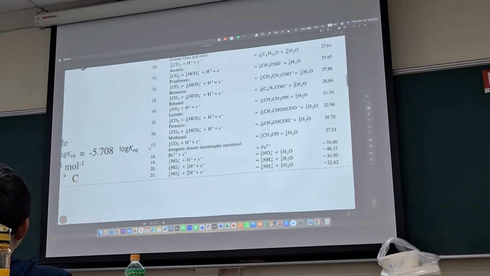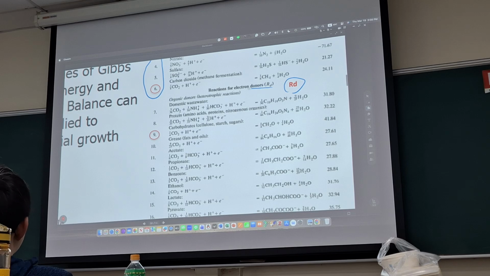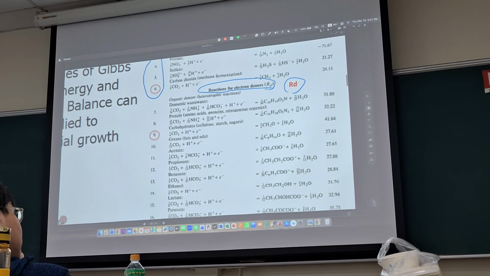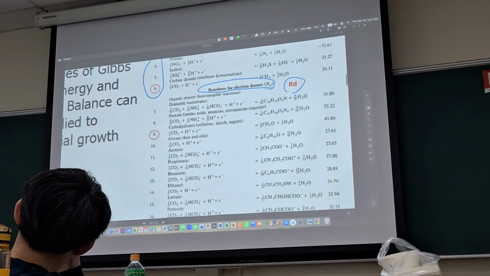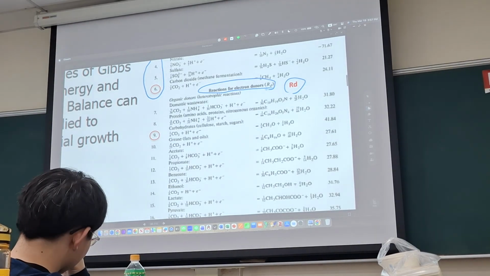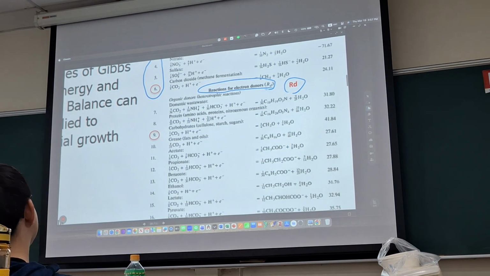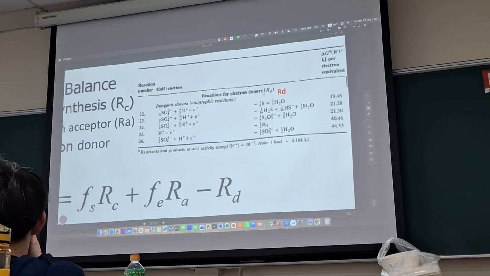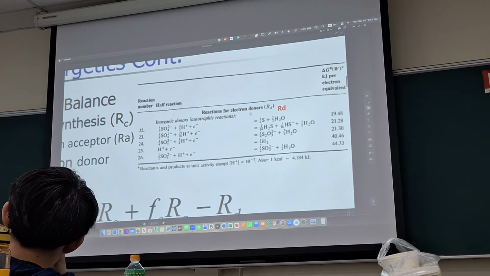From 7 to 21 is called RD. RD stands for reactions for electron donors. Number 9 is carbohydrates, for example cellulose, starch, or sugars, as electron donors. And the last ones, from 12 to 26, also belong to RD.